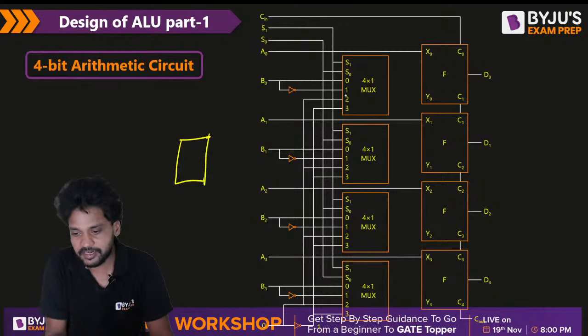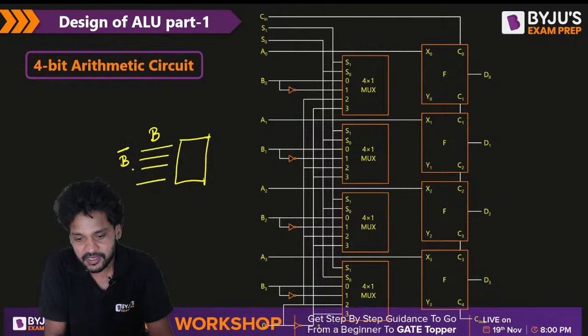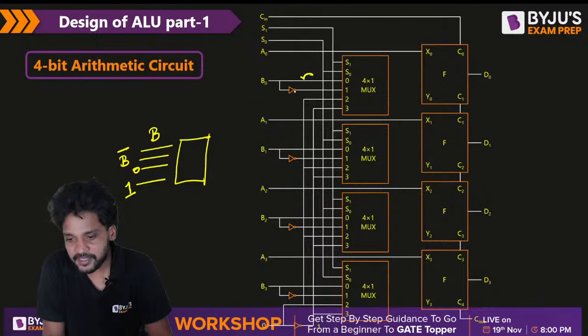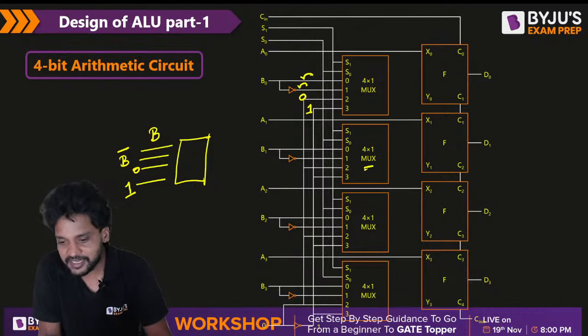A 4 into 1 multiplexer, any multiplexer of these will have 4 inputs. 1, 2, 3, 4. The first input is B. Second input is B's complement. Third input is 0. Fourth input is 1. Look at this. First input is from B. Second input is B's complement. Third one is a 0. Fourth input is 1.